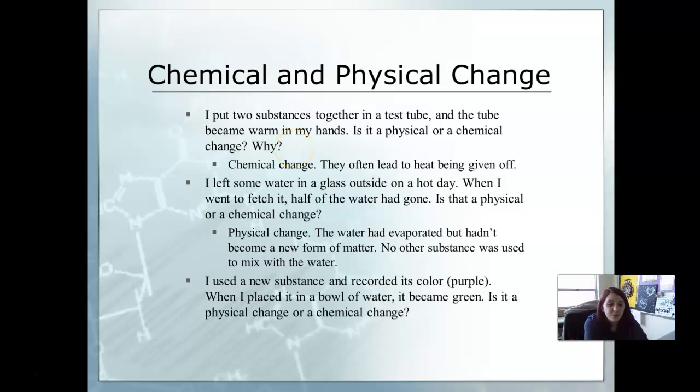I used a new substance and recorded its color, purple. When I placed it in a bowl of water, it became green. Is it a physical change or a chemical change? That's a chemical change. The physical properties of the substance have changed. Remember, it's changed color, so that is a chemical change.